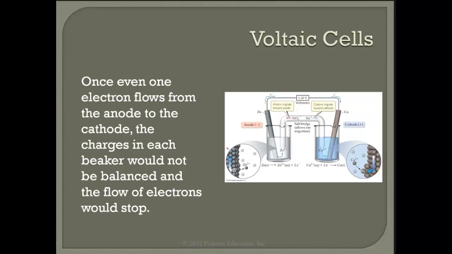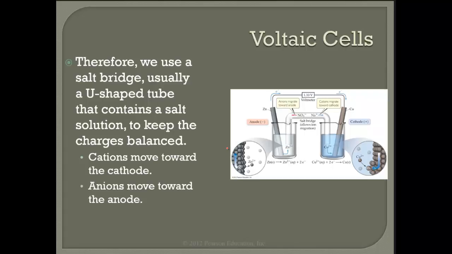Once even one electron flows from the anode to the cathode, the charges in each beaker would not be balanced, and the flow of electrons would stop. Therefore, we use a salt bridge, usually a U-shaped tube that contains a salt solution, to keep the charges balanced. Cations move towards the cathode, while the anions move towards the anode.